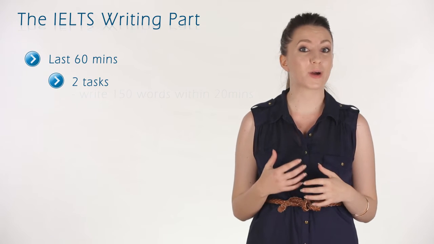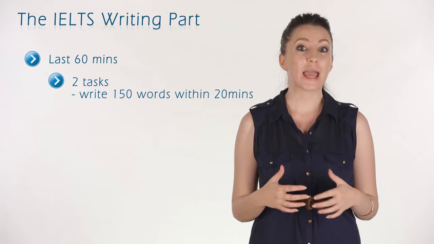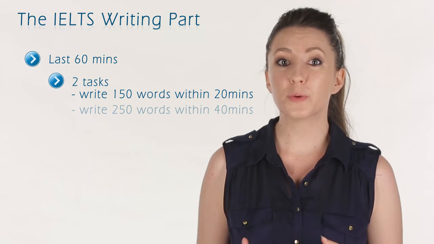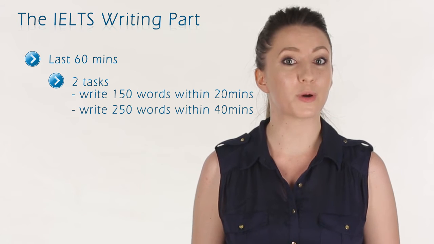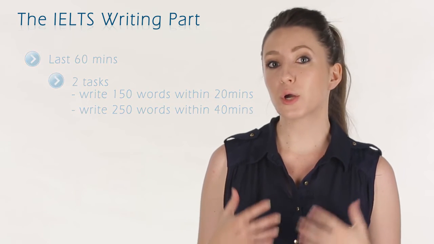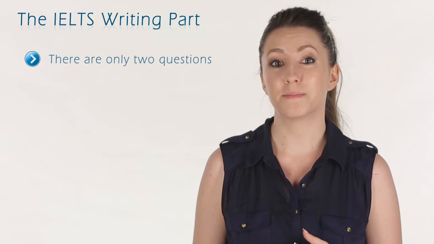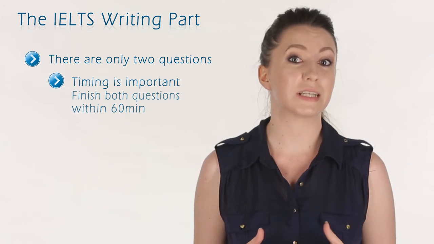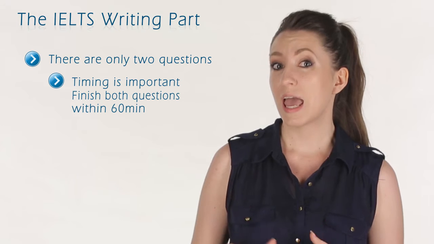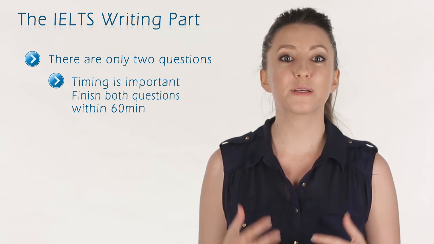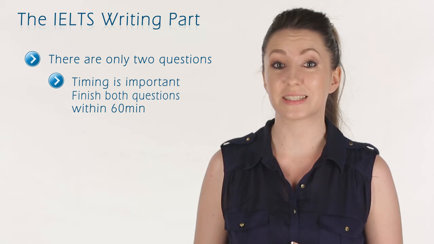Task 1, where you need to write 150 words, and you should try to finish within 20 minutes. And Task 2, where you'll need to write 250 words within a 40-minute time frame. There are actually only 2 questions in the writing exam. Timing is very important. However, you don't need to stick to the 20 minutes for Task 1 and 40 minutes for Task 2, just as long as you can comfortably finish both questions within 60 minutes.